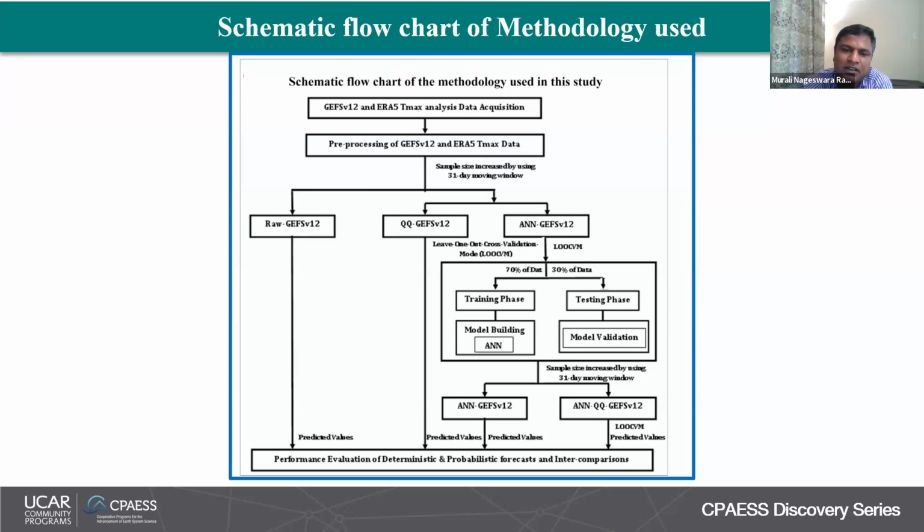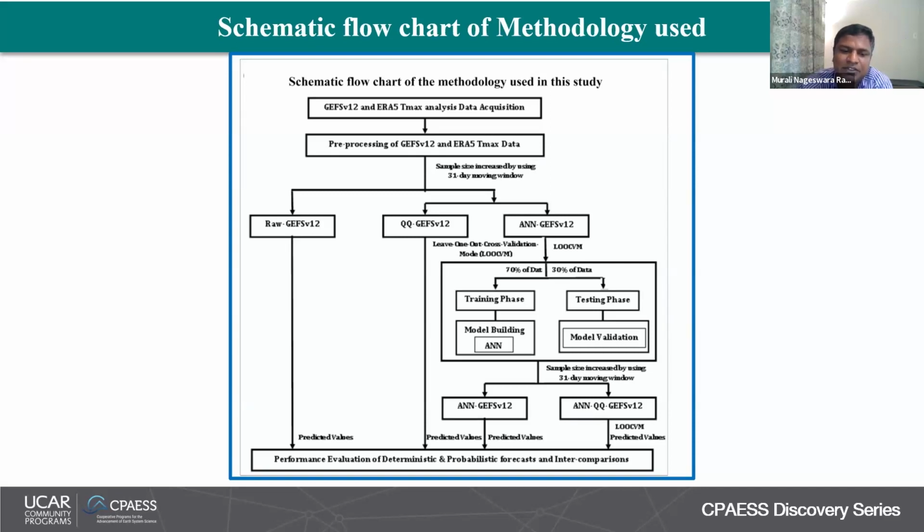Here I have a total of 4 outputs: raw output, Quantile-Mapping output, NN deep learning output, and hybrid method output. These 4 outputs are evaluated against the ERA5 analysis for the entire JJAS period.